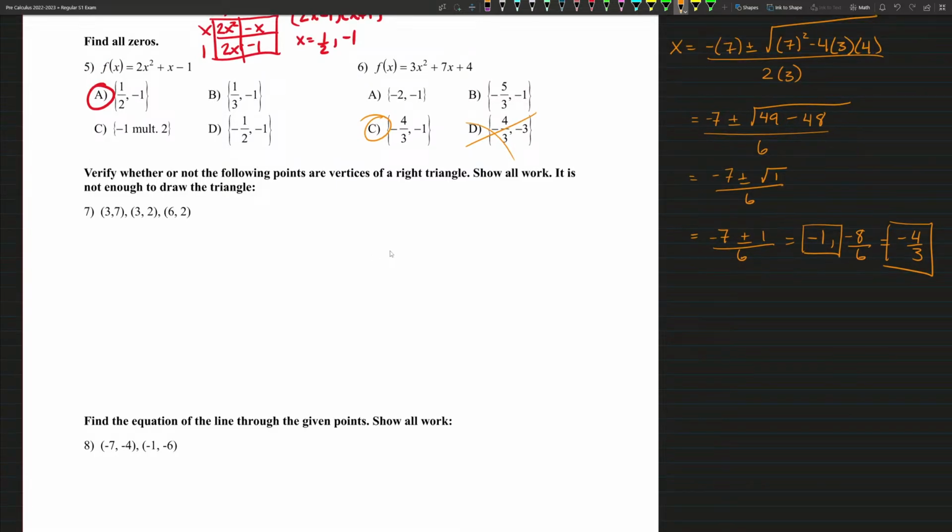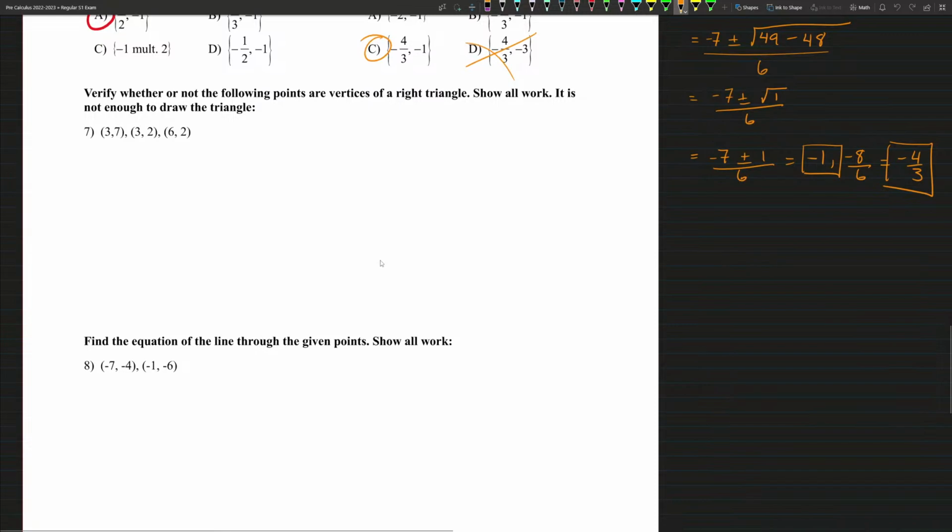Number 7, verify whether or not the following points are vertices of a right triangle. Show all work. It is not enough to draw the triangle. Okay, so we can't just draw a triangle and say that's a right triangle and we're done. The purpose of this is to use the distance formula a bit. So we have to find the distance between each of these 3 points, plug it into the Pythagorean theorem, and verify whether or not it's right. If it is, we have a right triangle. If it's not, we don't.